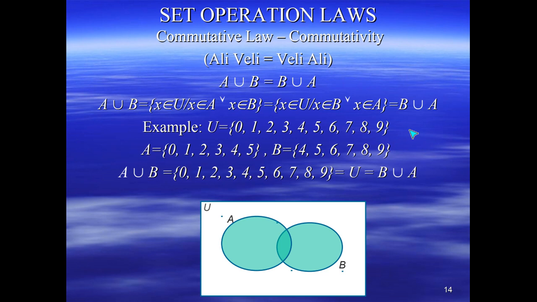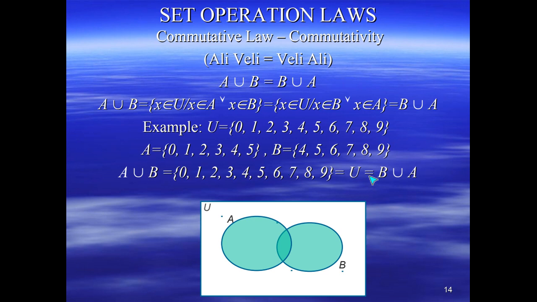So with these, we have two sets. A is 0, 1, 2, 3, 4, 5. B is 4, 5, 6, 7, 8, 9. And U is all these Arabic numerals from 0 to 9. All right. What is A union B? I will take all these together without double counting the common ones. 0, 1, 2, 3. All right. 4 is in both sets, so I take it once. 5 is in both sets, I take it once. And 6, 7, 8, 9. So 0, 1, 2, 3, 4, 5, 6, 7, 8, 9 is A union B.